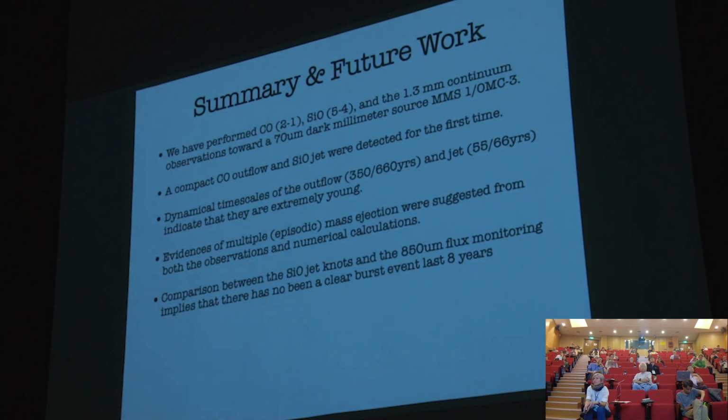So here is a summary. We have observed CO, SiO and 1.3 mm emission toward one of the 70 micron dark Perseus sources, MMS1. And we have found a very, very compact outflow and jet. The jet has a dynamical time scale of less than 100 years. And evidence of multiple episodic mass ejection was suggested from both the observational and the theoretical, numerical simulation side. And the comparison between the SiO jet and the 850 micron flux monitoring implies there has been no clear burst event in the last 8 years.